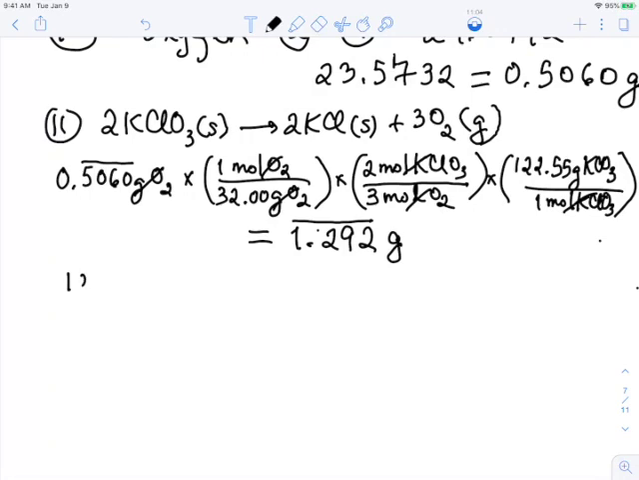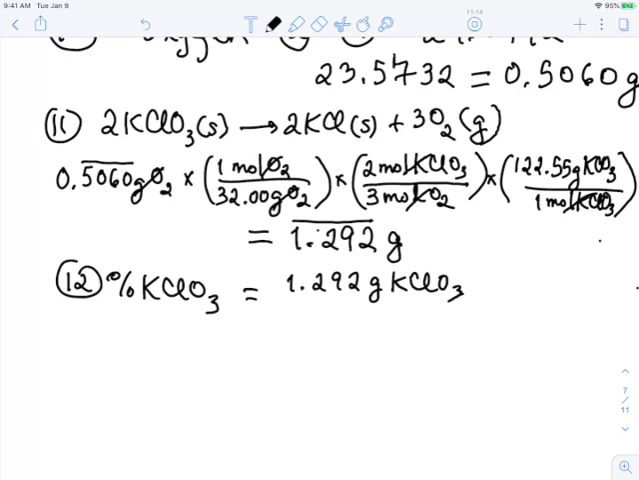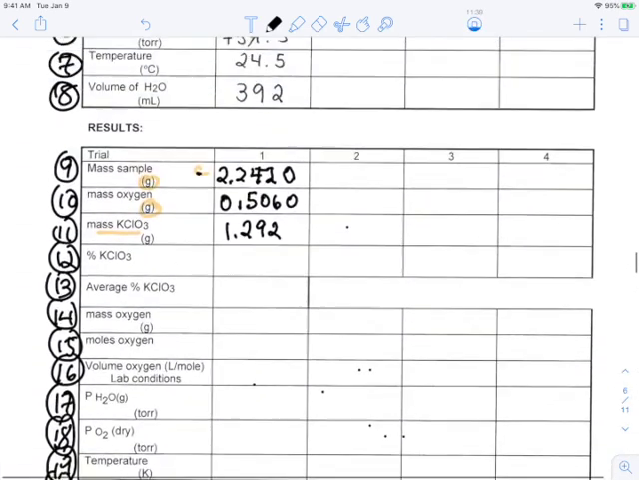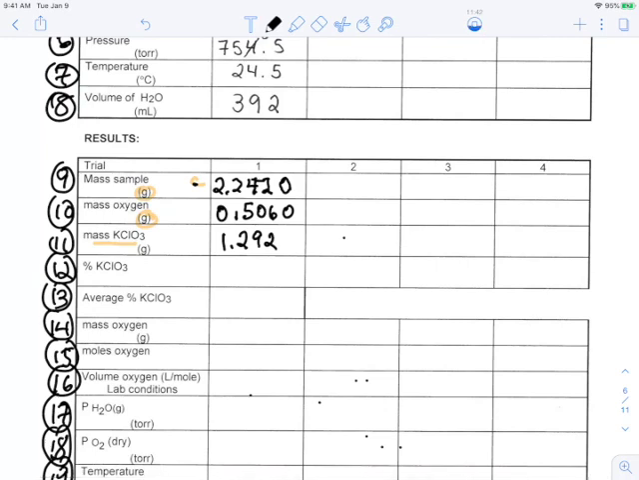So this will be item number 12, percent of KClO3. We have 1.292 grams of KClO3, and our initial sample we said was 2.2420 grams of sample, times 100%. We can calculate that. Again, it'll be limited to 4 sig figs, and that comes up to be 57.62%.